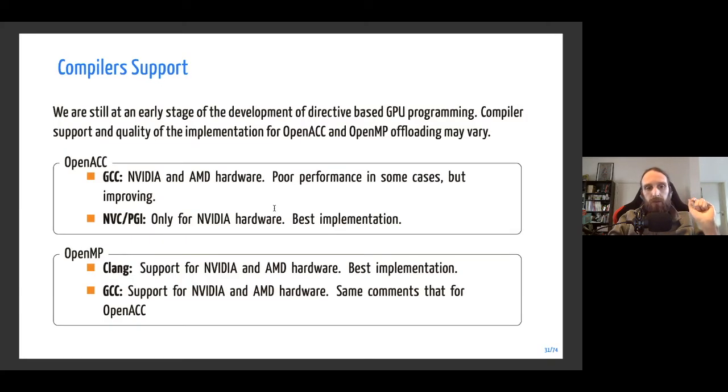Both OpenACC and OpenMP are quite recent, and for some of the compilers, the support for these directives is at an early stage of development, to say the least. The quality of the implementation for OpenACC and OpenMP offloading may vary vastly between compilers. GCC supports NVIDIA and AMD hardware, but you have poor performance in some cases, but it's improving really fast.